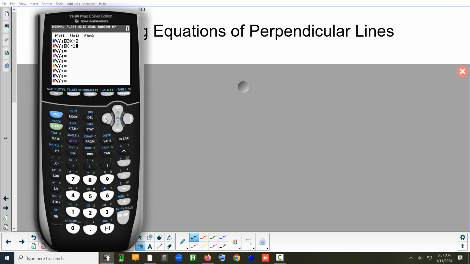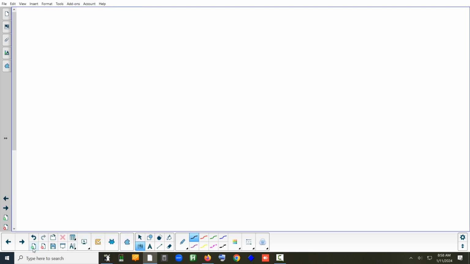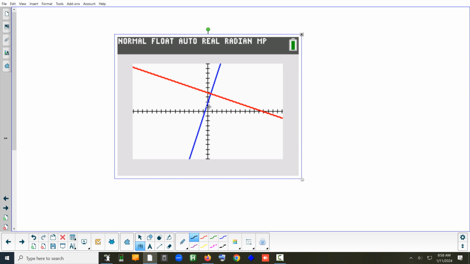I'm going to put in 2 lines. Actually, I'm going to do it like this. There we go. 1/3 x plus 4. Right. I want you to see what these look like. So we're going to have 2 lines. The first one I kept the same, but the second one I changed. Okay. Are those parallel? No. They cross each other.